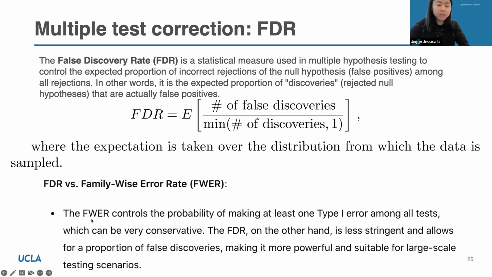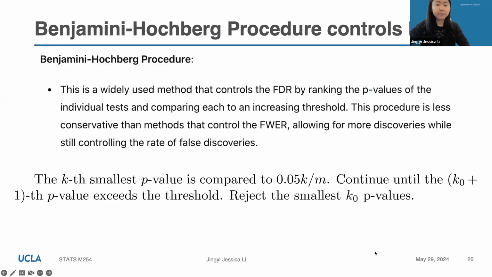Let's read this. The family-wise error rate controls the probability of making at least one type 1 error among all tests, which can be conservative. The FDR, on the other hand, is less stringent and allows for a proportion of false discoveries, making it more powerful and suitable for large-scale tests, especially when M is big.